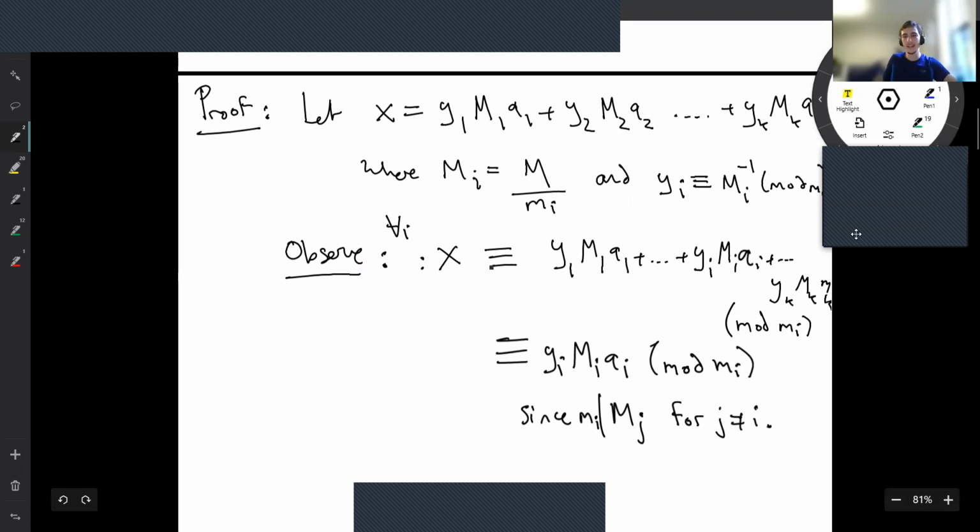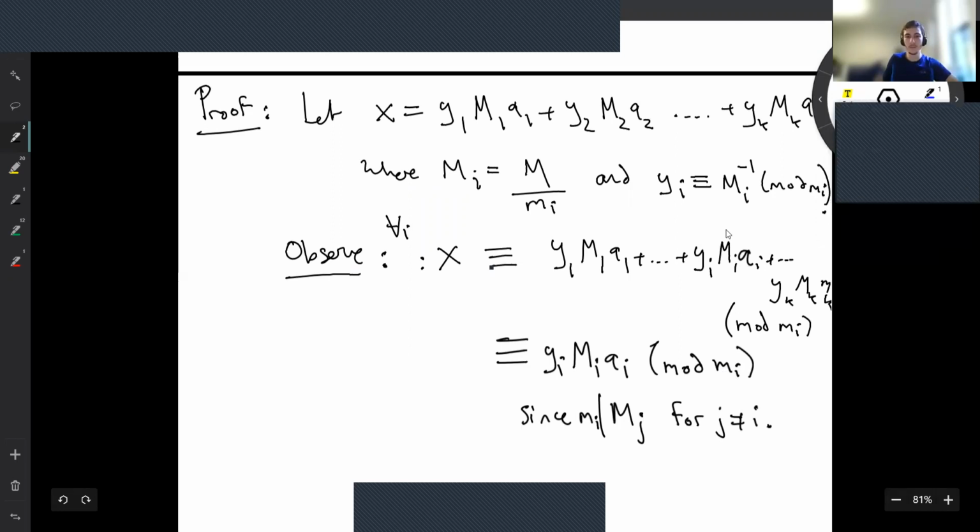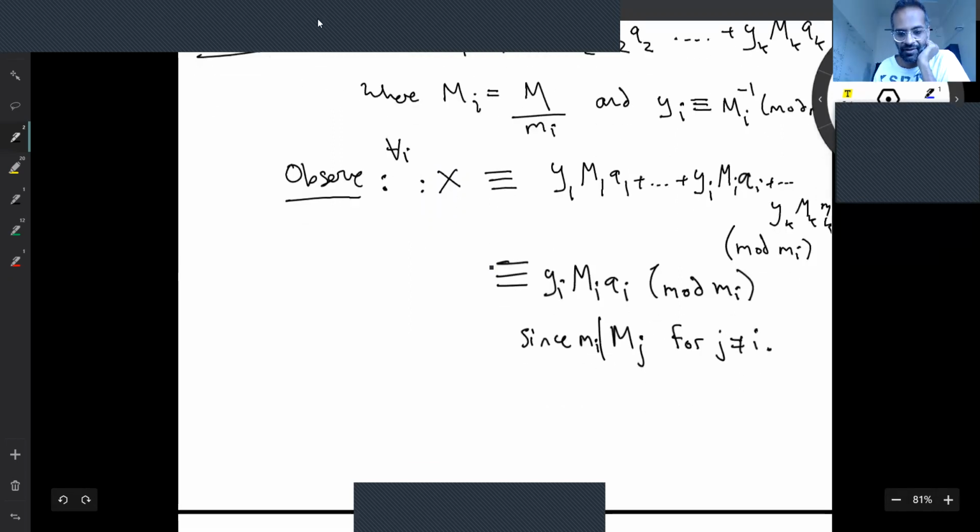Because yi and mi are inverses of each other. Yeah, I chose yi to be the inverse of capital Mi. So this is congruent to ai modulo little mi, as desired.